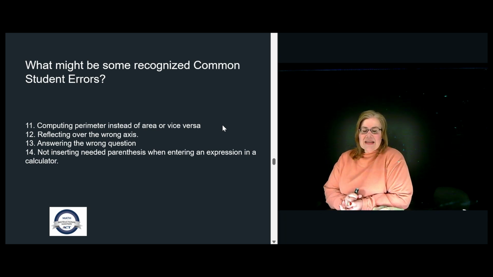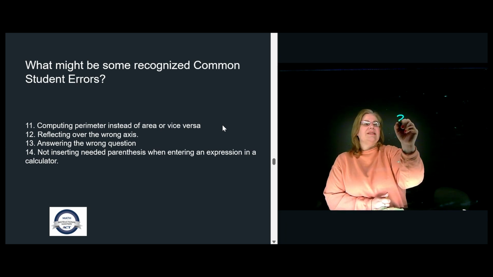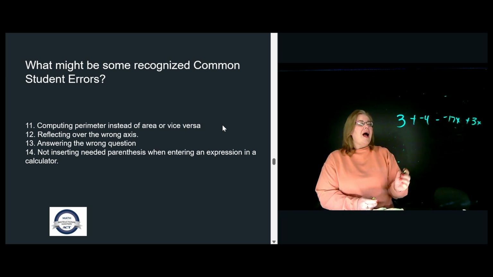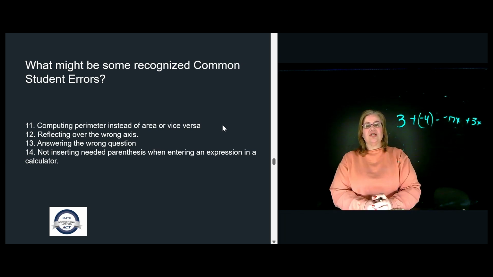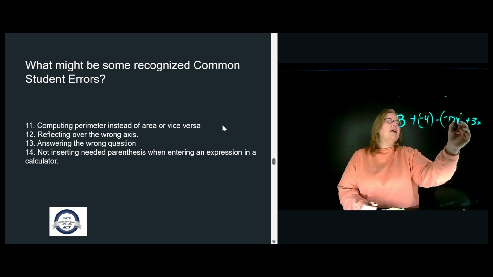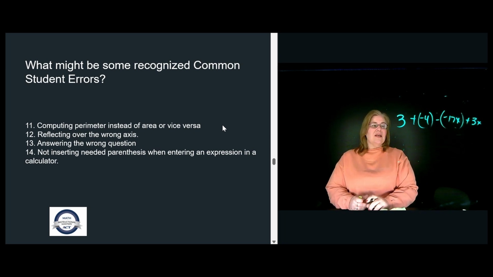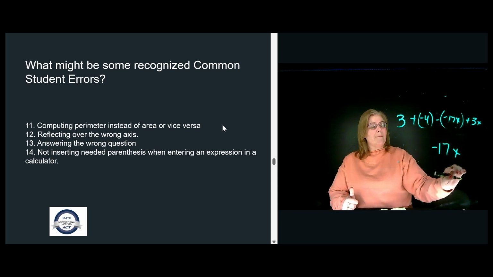And then we're looking at not inserting needed parentheses when entering an expression in the calculator. Okay, so one thing we may do is have 3 plus a negative 4 minus a negative 17x plus 3x. Okay, so I would probably, in my calculator, when I'm adding it, put a parenthesis here just to show that I have that negative 4. Or putting a parenthesis here showing that 17 times x, I want it as negative. Because sometimes, if you just put the negative 17x, they don't know that you want whatever you solved for x to be also multiplied there.